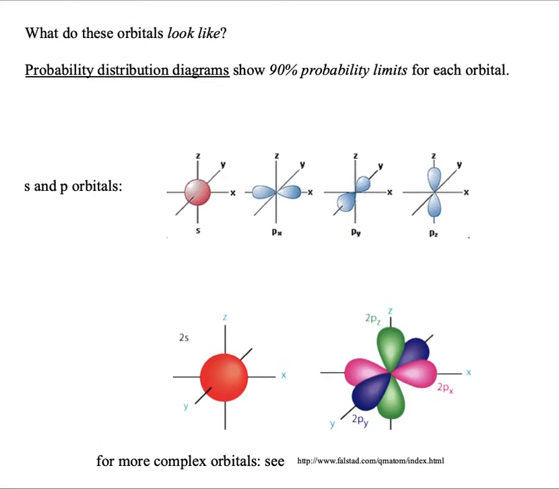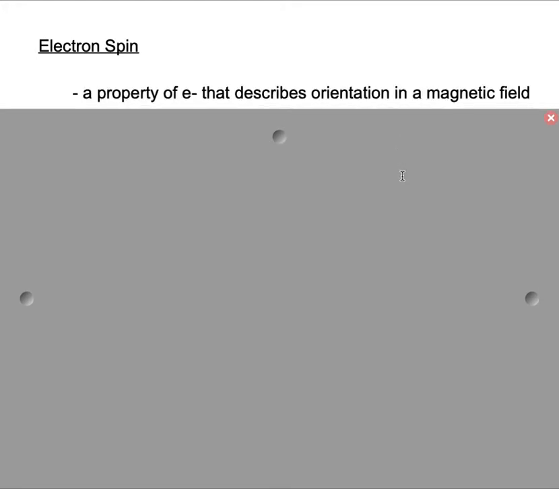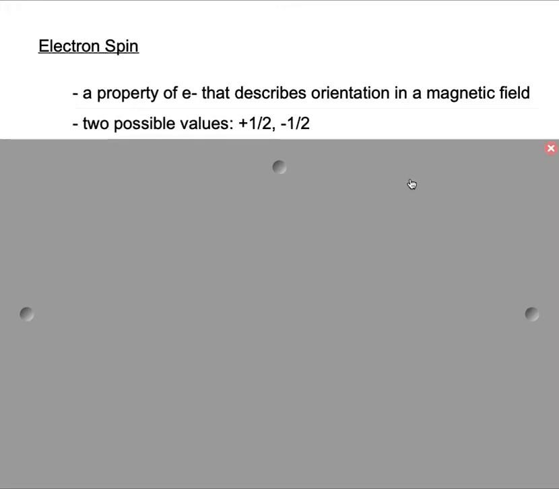Now, the final part of the quantum mechanical model of the atom has to do with a property of the electron called electron spin. All subatomic particles have this property called spin, and it is a property that describes how the particle is oriented in a magnetic field. Different subatomic particles have different values of spin. For an electron, there are 2 possible values, +1/2 or -1/2. Essentially, you can think of it as spin up or spin down. It isn't really the same as the electron spinning on its axis like a top, but if it helps you to think of it that way, you can.